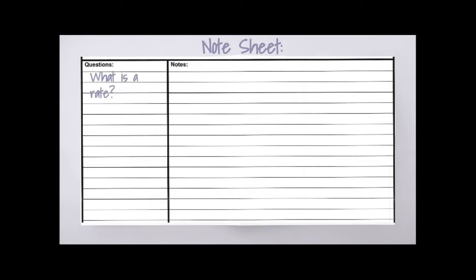Okay, so what is a rate? Well, a rate is a ratio that compares 2 quantities of different units. So a ratio is just comparing 2 amounts, like red apples to green apples, but they're the same item. But a rate is comparing 2 different units. And I'm not talking about like inches to feet. I'm talking about 2 different things.